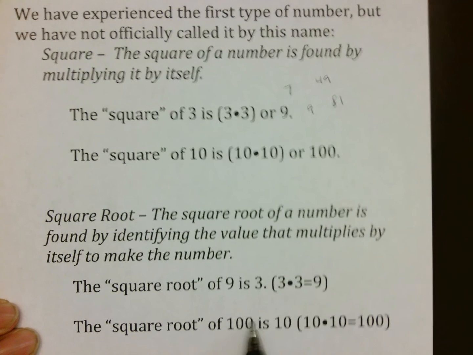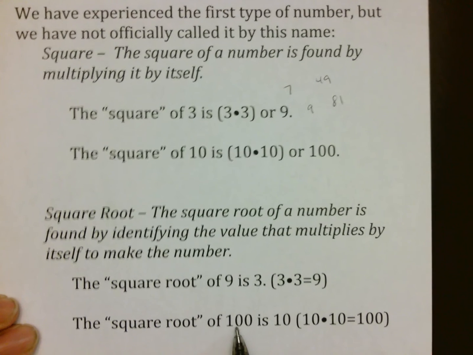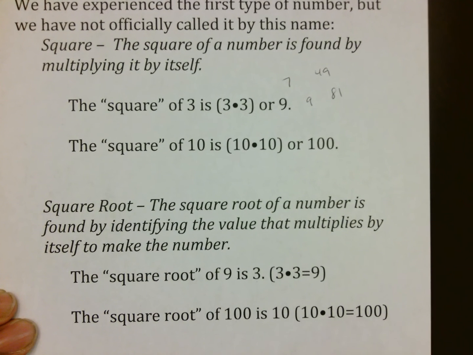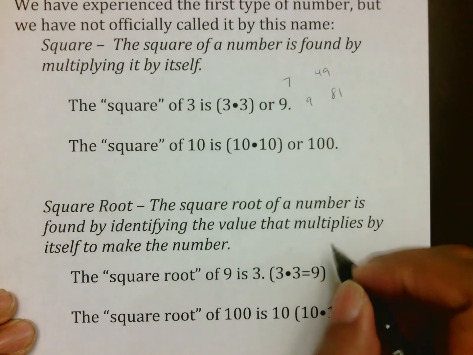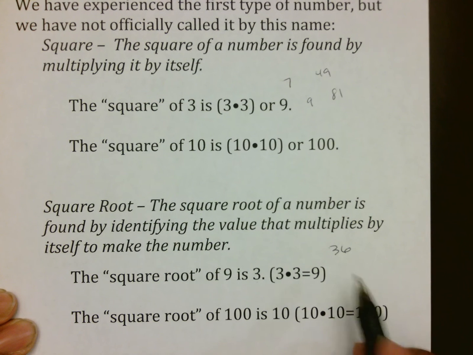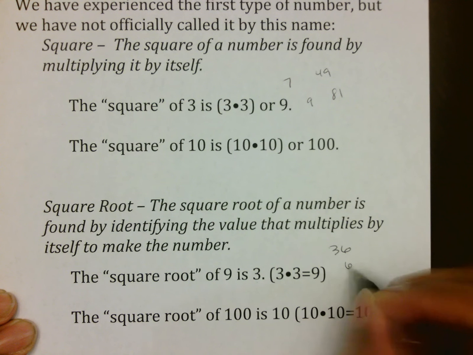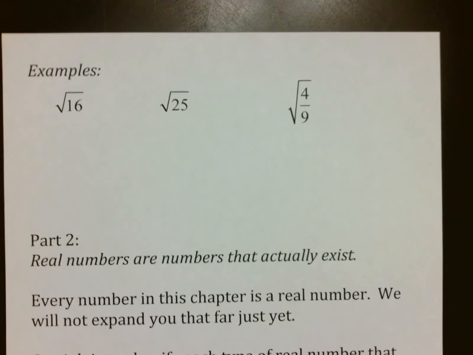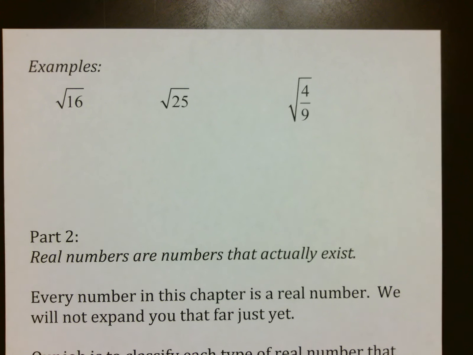The square root of 100, you're looking for a number that multiplies by itself to make 100. That is 10, because 10 times 10 is 100. If you were doing the square root of 36, again, you would be looking for the number that multiplies by itself to make 36, which we know to be 6, because 6 times 6 is 36. Alright, quick examples on the back for this. Again, remember to pause and get your notes down the way you need to.